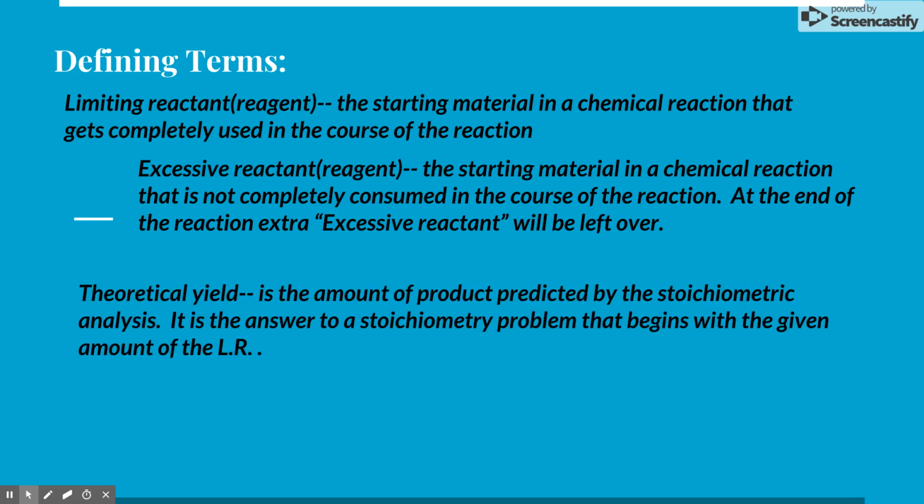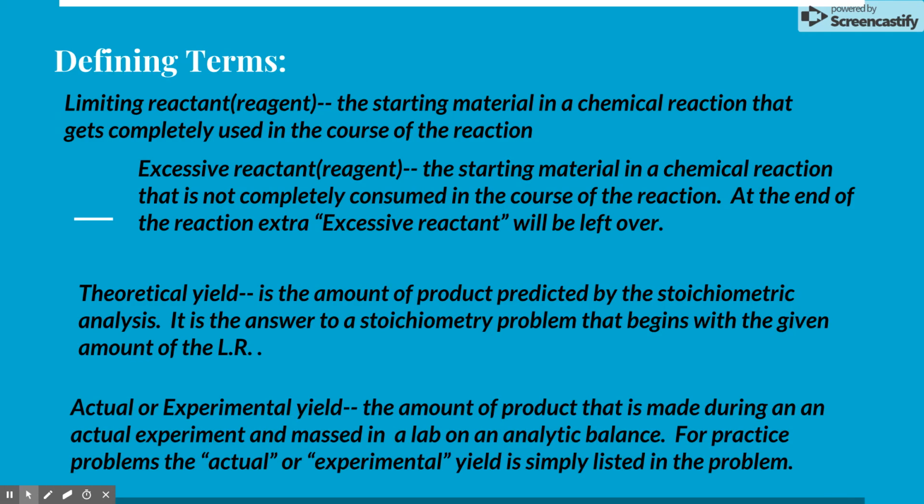Another term that is frequently misunderstood by students is the term theoretical yield. The theoretical yield is an amount of product predicted by the stoichiometric analysis. In fact, it's the answer to a stoichiometry problem that begins with the limiting reactant starting amount. Typically, we say the answers to stoichiometry problems are theoretical yields, but specifically when it's a limiting reactant stoichiometry question, it's the answer to the stoichiometry setup that starts with a limiting reactant.